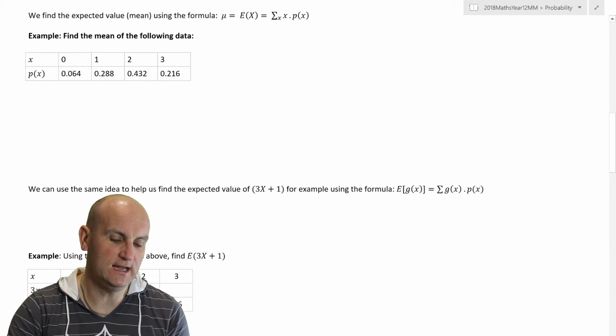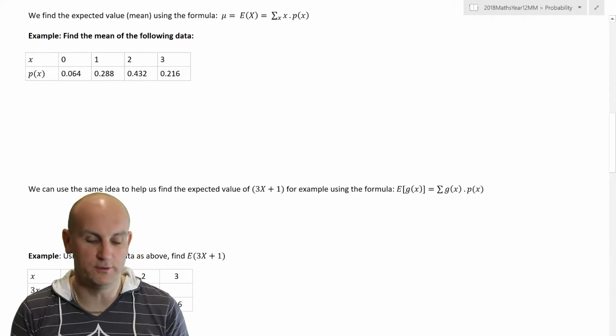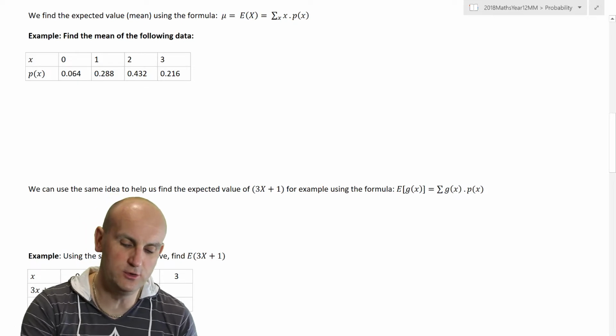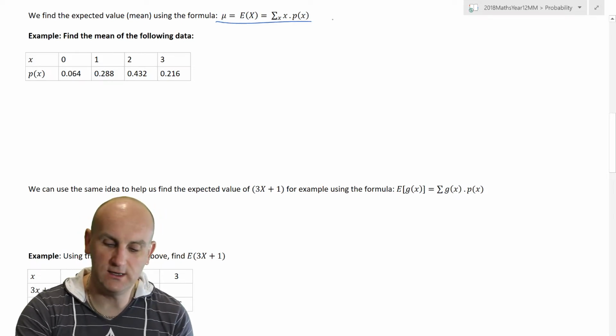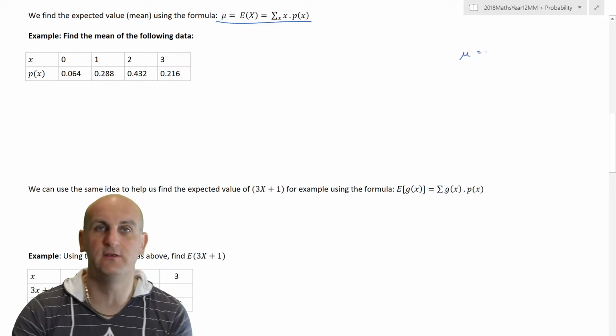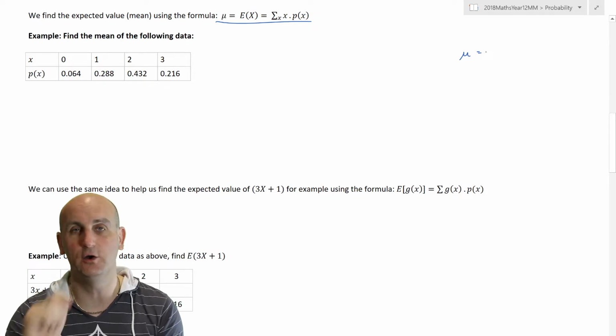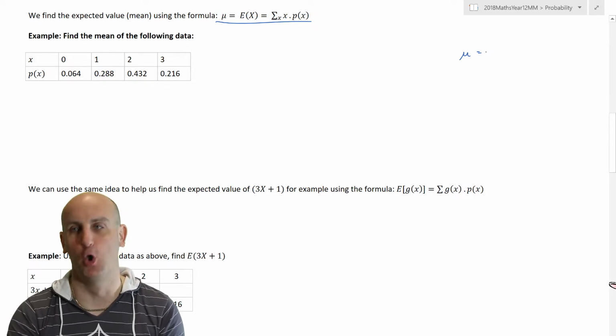How do we do this in methods or A-level or the subject you're dealing with expectation in? Well, we use a formula. And the first thing we notice here is that we have this Greek symbol called mu. Now, I did not go moo, because cows go moo.